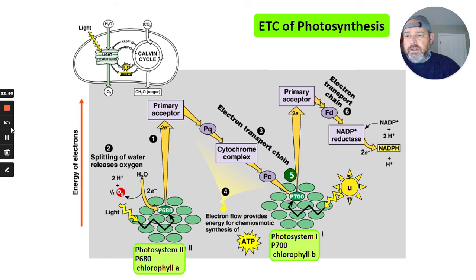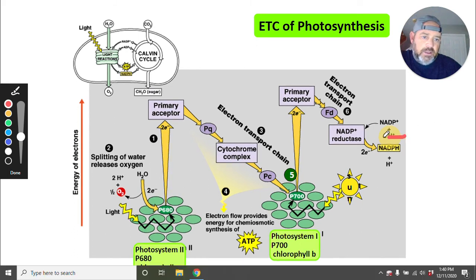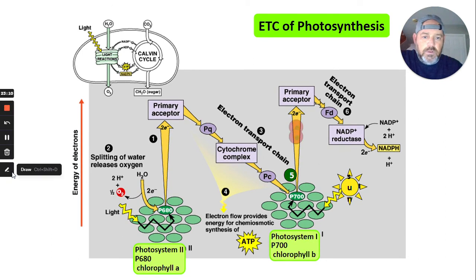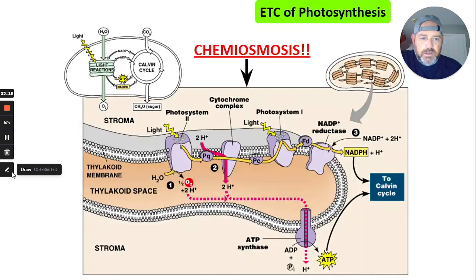And then ultimately, the electrons are driving the creation of NADPH, which is going to be the shuttle bus to take the electrons over to the Calvin cycle so that we can build some sugar. Okay, so that's that top side of the reaction. So here's your electrons getting to NADPH, throwing that in the piggy bank that you're used to seeing.